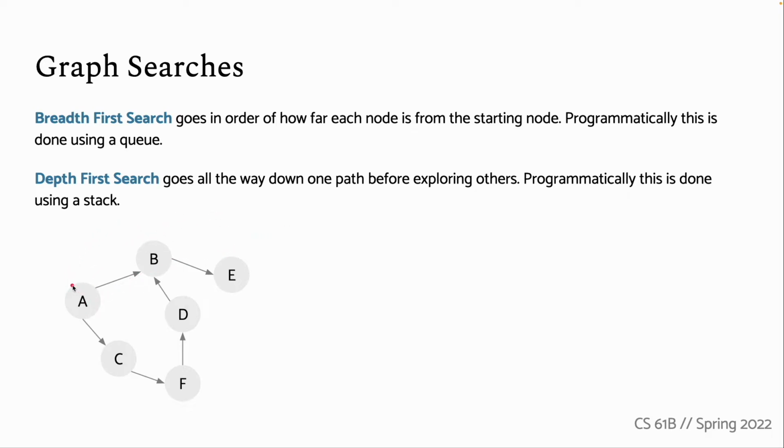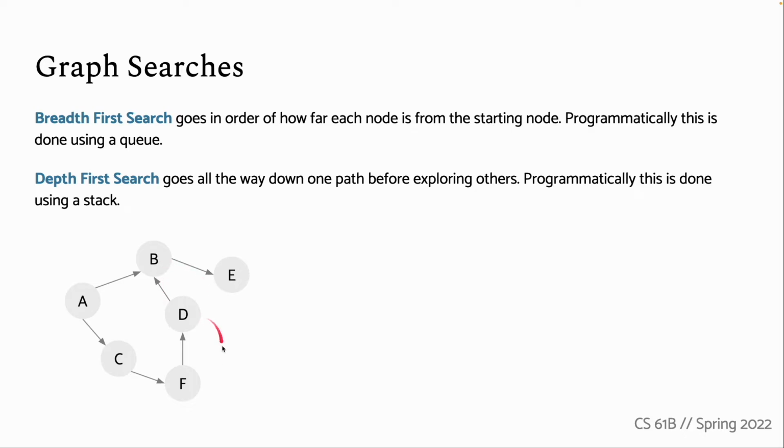So for in-order depth first search, you would visit A, and then B, and then E. And then once E has no more children, you go back up, and B has no more children, so you go back up. And then you visit C, and F, and D. But we've already visited B, so we're not going to revisit it.